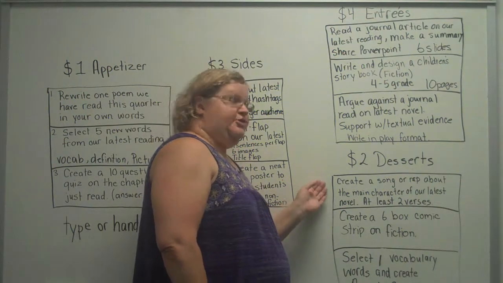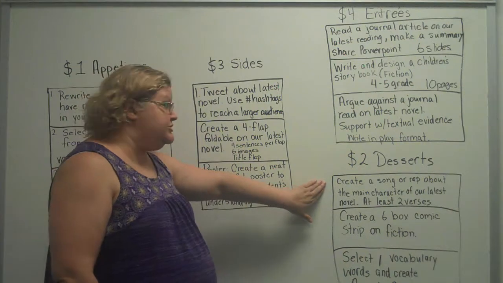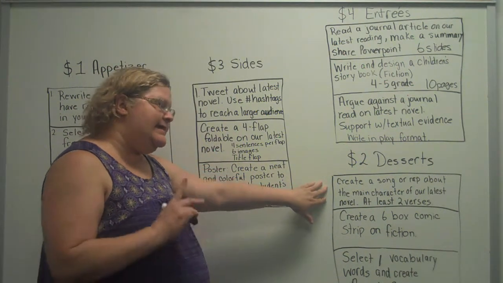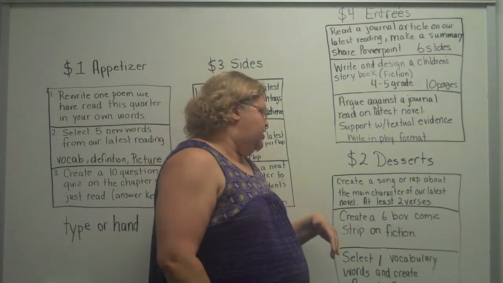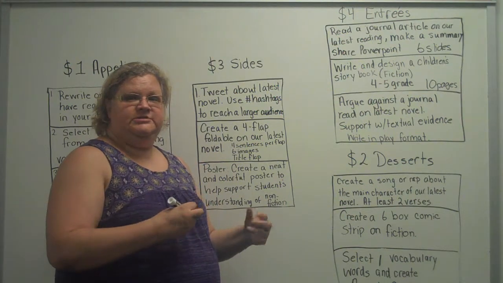So for Thursday, you can choose from one of these. You can create a song or rap about the main character of our latest novel. It has to be at least 2 verses. You can pull up lyrics online and change them to make it work with you.